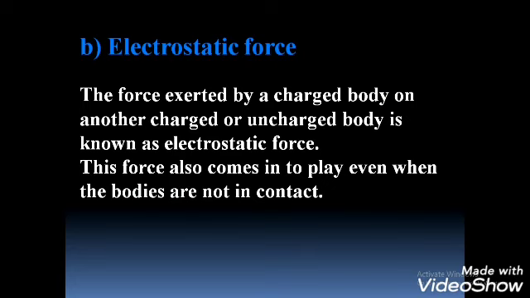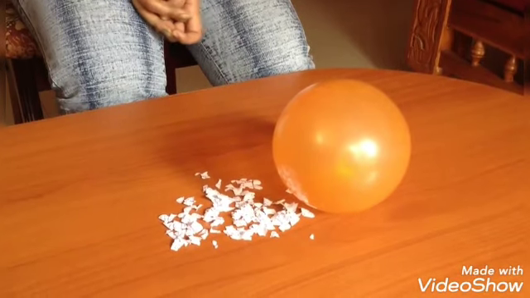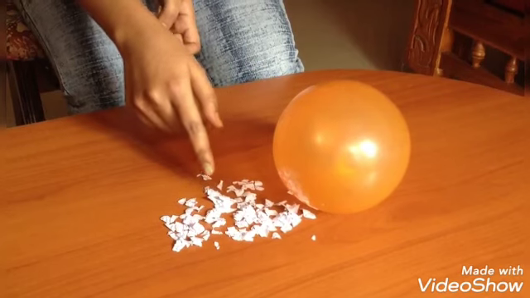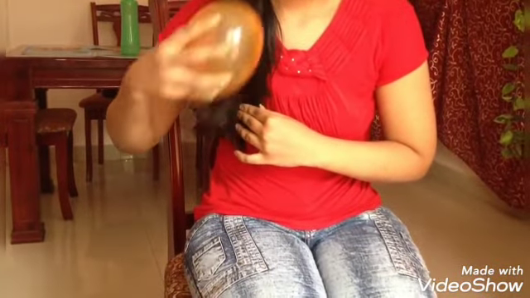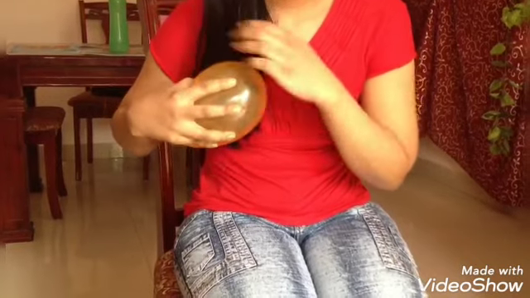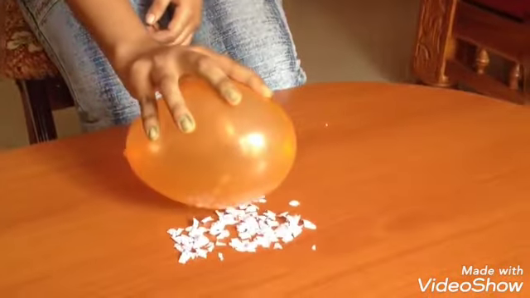Next one, electrostatic force. Now we can move to one video. For this activity, we need bits of paper and a balloon. We'll take this balloon and rub it on the hair, and bring it to these bits of paper.